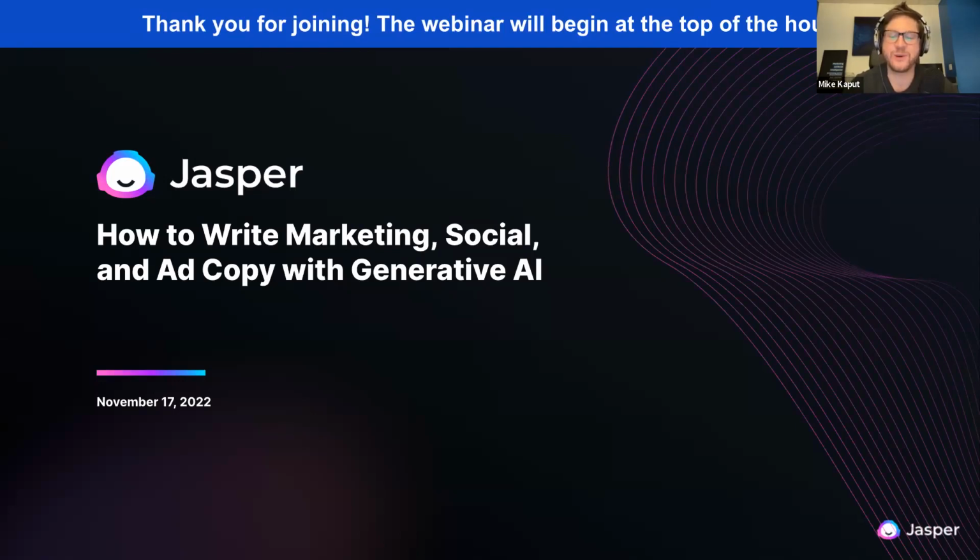I'm super excited today because today's webinar is on a really salient topic for marketers of all different stripes. We're going to talk about how to write marketing, social, and ad copy with generative AI, with AI that can actually create text and create images. In doing so, we're going to learn how to dramatically improve and speed up content creation with artificial intelligence.